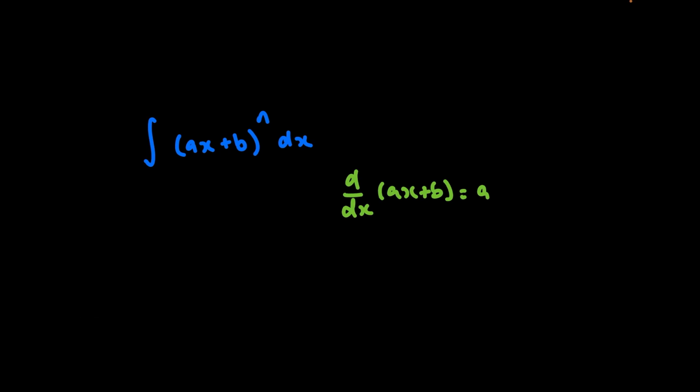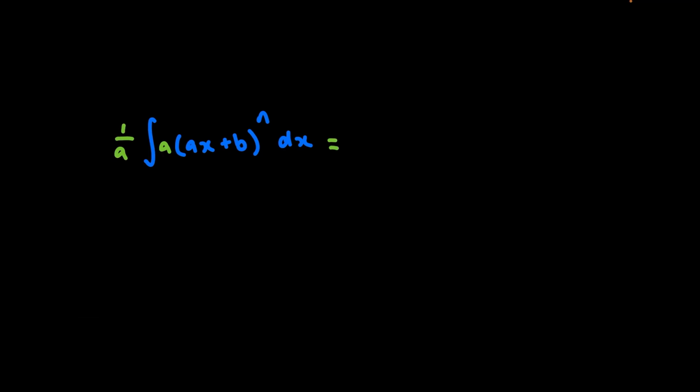So what I need in order to integrate this is an a next to the ax + b. However, I'm not allowed to just willy-nilly, just because I feel like it, add an a here. So what I actually have to do is multiply the outside by 1 over a. That way this and this cancel and we're back to where we started. But in order to integrate this, it's pretty straightforward.